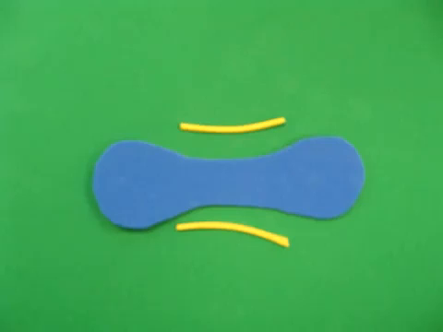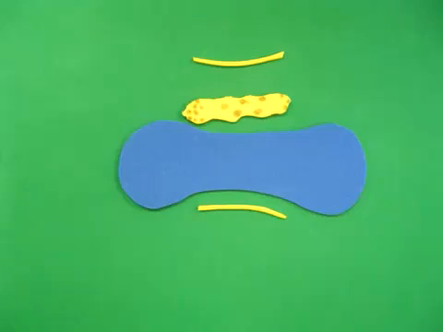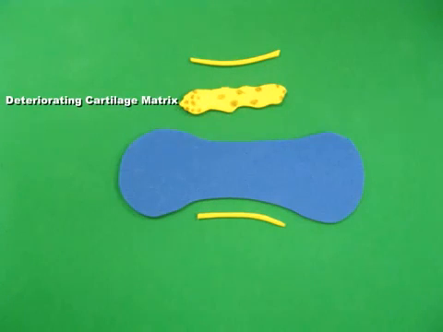In this stage, primary ossification occurs as chondrocytes in the center of the model enlarge and the cartilage matrix begins to deteriorate.